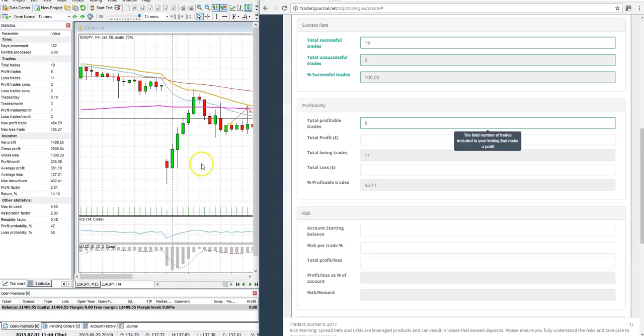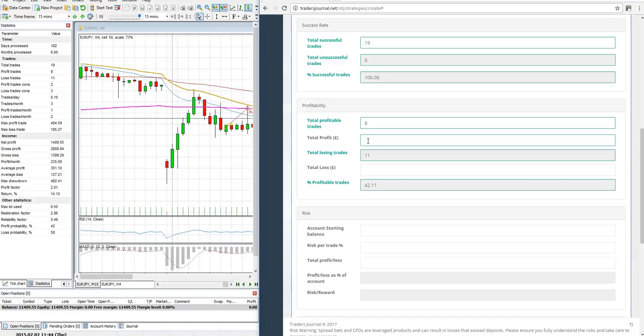But this is, as I say, one strategy. This is a short period of time, and I'm not here to sell you a strategy or to tell you it works or doesn't work. All I've done is test it, and I'm now putting into Trader's Journal exactly what the results are. So, gross profit 2808.84. Total loss, so back over here. Gross loss we want, which is 1399.29. Lovely.